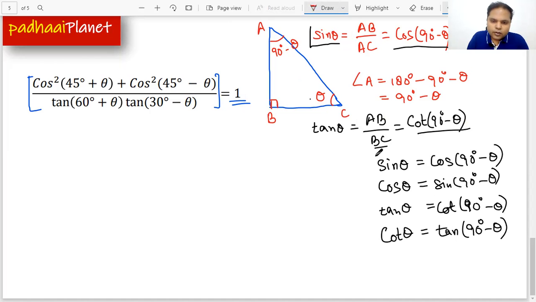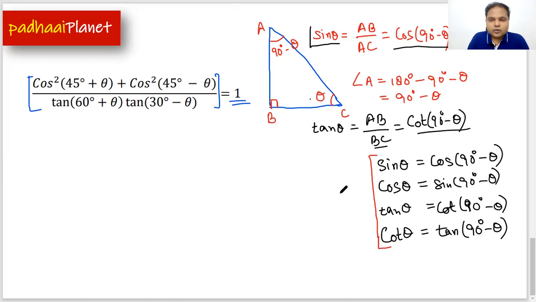Now, these are very important relationships which we have observed here. These four relationships will not be used only in this particular question, but are highly useful in many more questions. So my suggestion is to keep this funda very clear, that if we are talking about theta, then the other angle becomes 90 minus theta. If we work out these relationships, you will find that all of them are true, right? Now let's get back to our question.